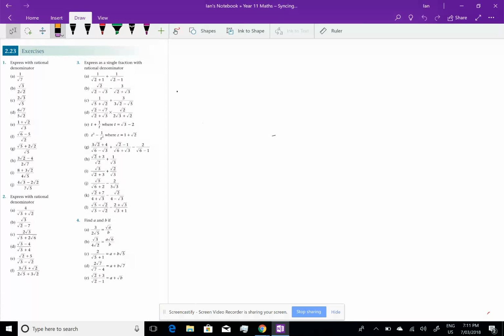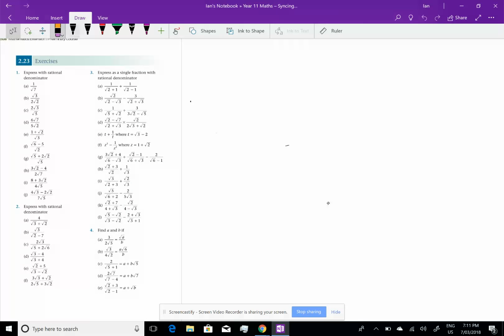So I'm going to start with question 1. And we'll have a quick look at these. I'm going to do some really quick ones. So 1 over root 7. Well, this one's pretty easy because all I have to do is multiply the bottom by root 7. And that'll get rid of the square root because root 7 by root 7 is 7. But I can't just do that. I can't just multiply one part of the fraction. I must do the same thing to both parts.